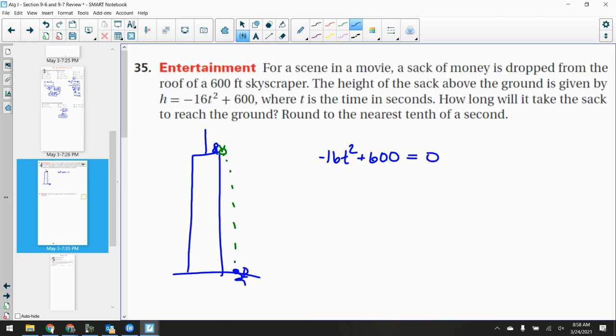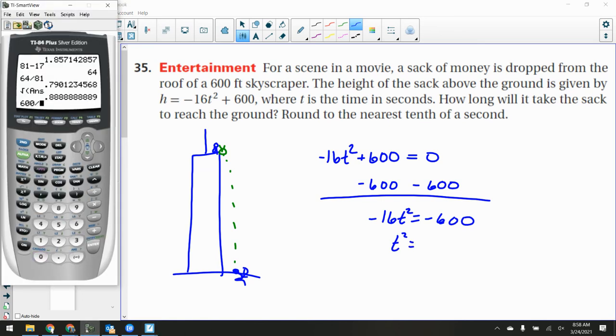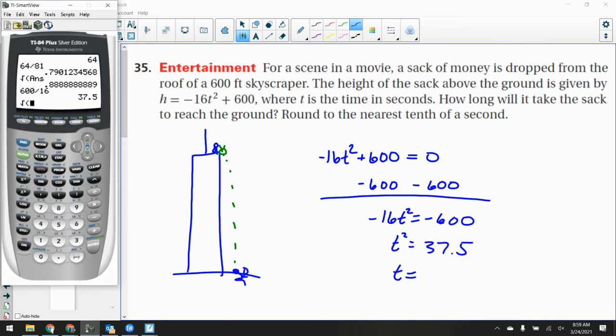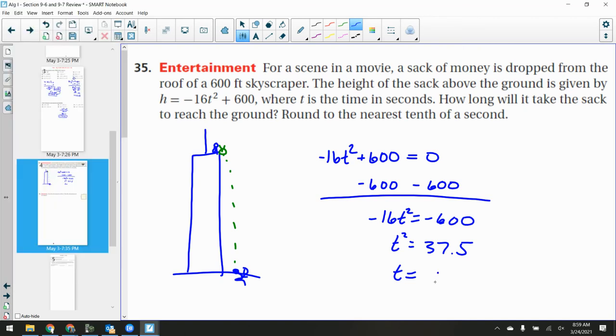Now, do I have to use factoring to solve? No. Can I use square roots to solve? Yeah. How do you know that? There's no just T term here. So what I'm going to do is subtract the 600. Negative 16 t squared is equal to negative 600. Divide by negative 16. So that's going to give me 600 over 16, which is 37.5. And I go to square root that. Now, I write the plus or minus, but do I consider the negative? No. You can have a bad time, but you can't have negative time, right? So 6.12 seconds. That's how long it's going to take to hit the ground.